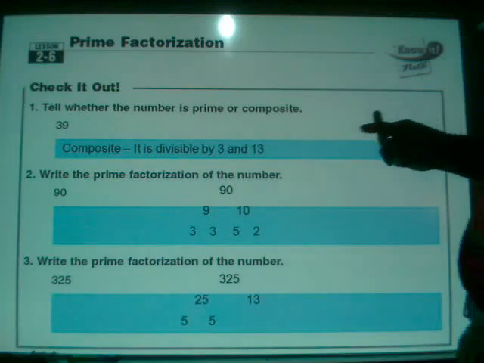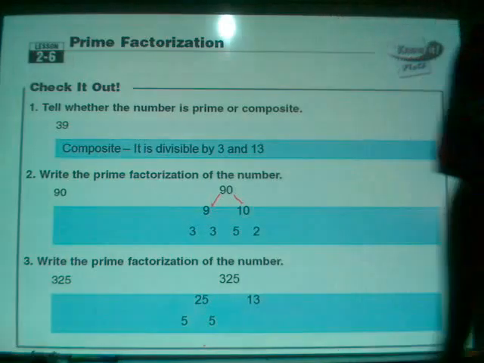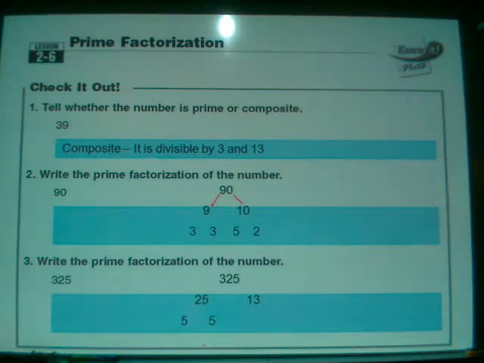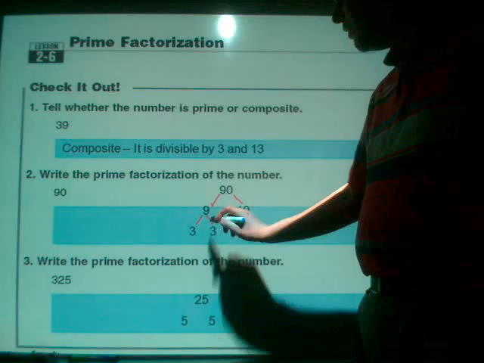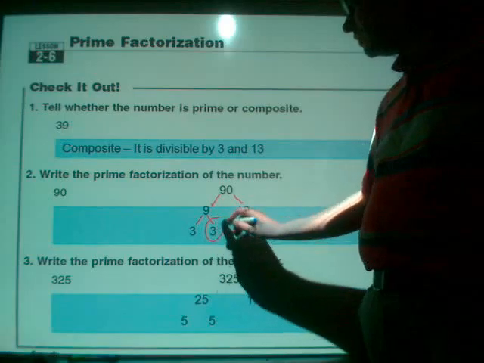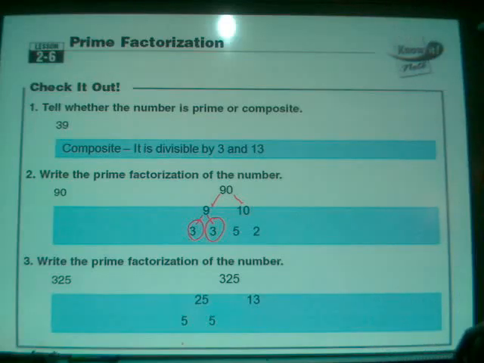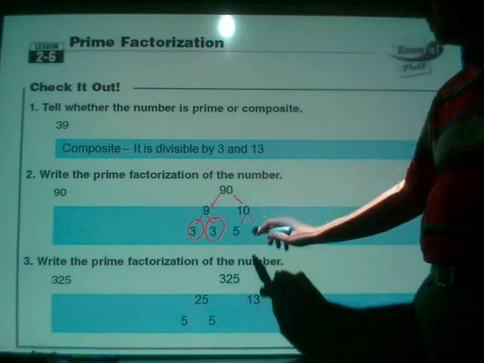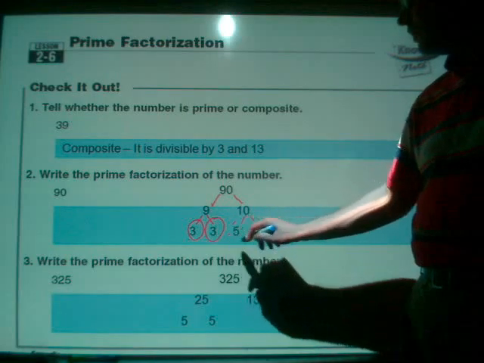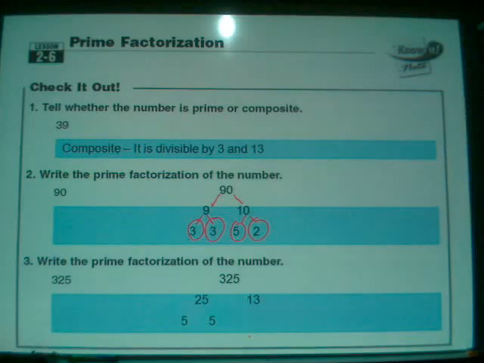So 90 makes 9 and 10. Now, neither of those happen to be prime numbers, so both are going to have to continue being branched out. 9, well, 9 is 3 times 3. 3 is a prime number. The only way to make 3 is 1 times 3. So those are both prime. And then with 10, the only way to make 10 is 5 and 2. 5 and 2, well, those are both prime numbers as well. And since now all the branches are primed out, that's going to be my prime factorization.